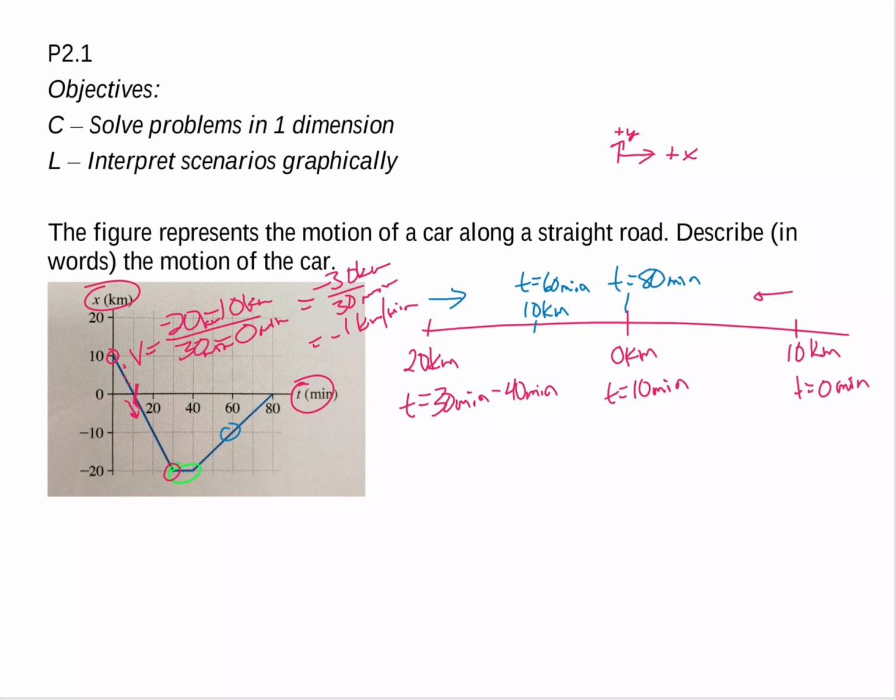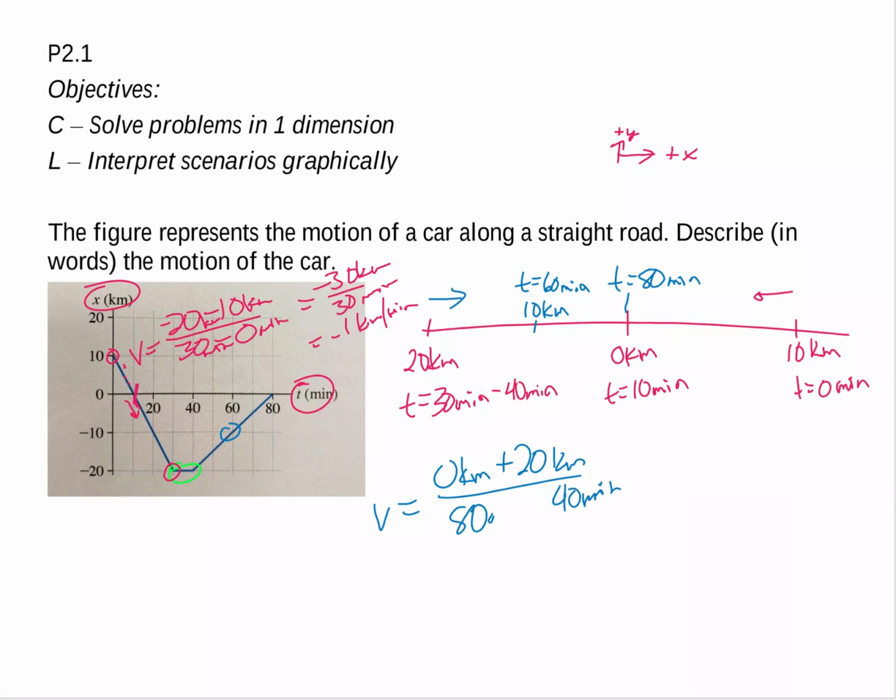What is our average speed to the right? V equals what, for the one going from negative 20 to 0? So 0 minus negative 20, so plus 20 kilometers, over 80 minutes minus 40 minutes.